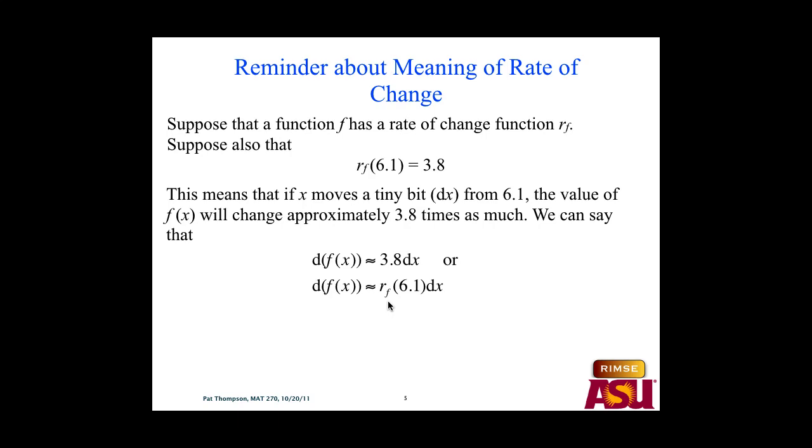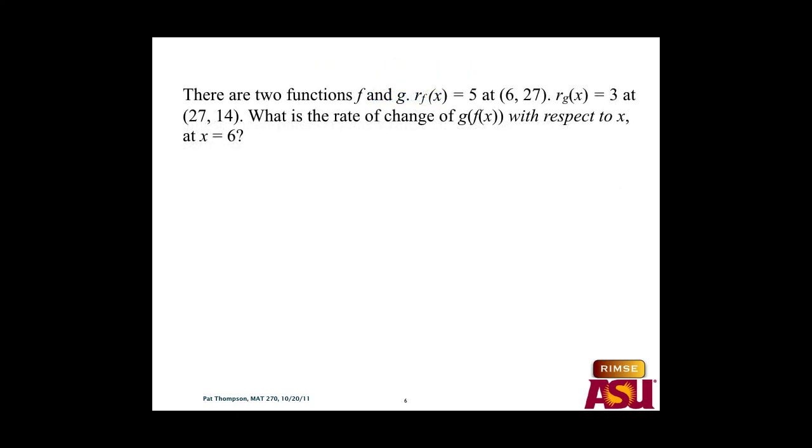So suppose I've got then two functions, f and g. And don't worry so much about the ordered pairs that are here, but just suppose that the rate of change of function f is 5 at some point, 6, 27. And the rate of change of function g is 3 at some point, 27, 14. Now, why those points are mentioned is so we can talk about the input of one being the output of the other. Sort of, we've got a composition of functions we're going to talk about.